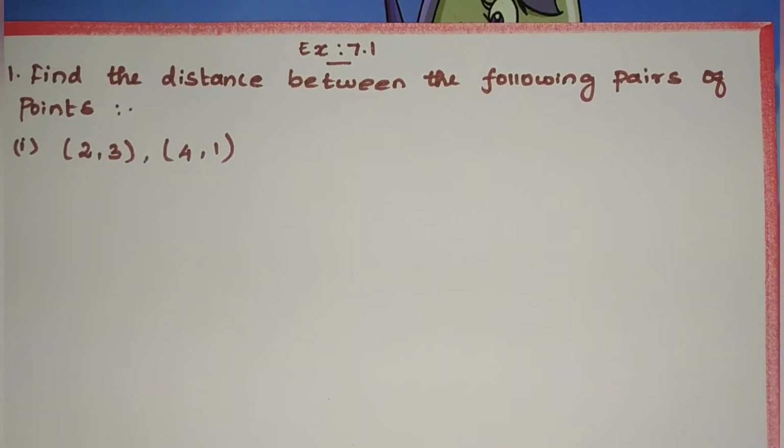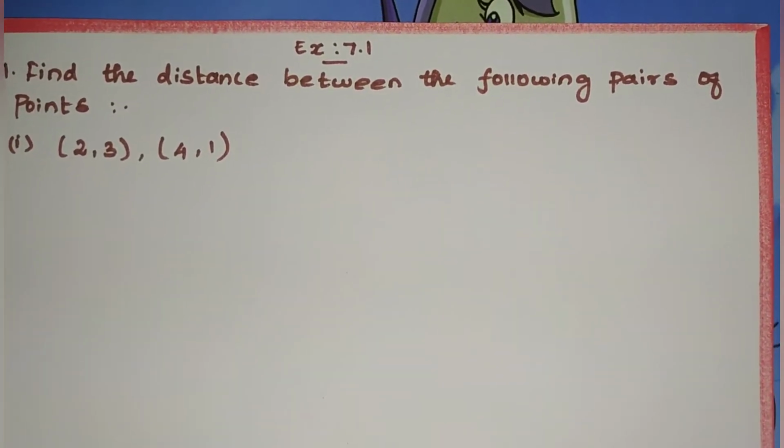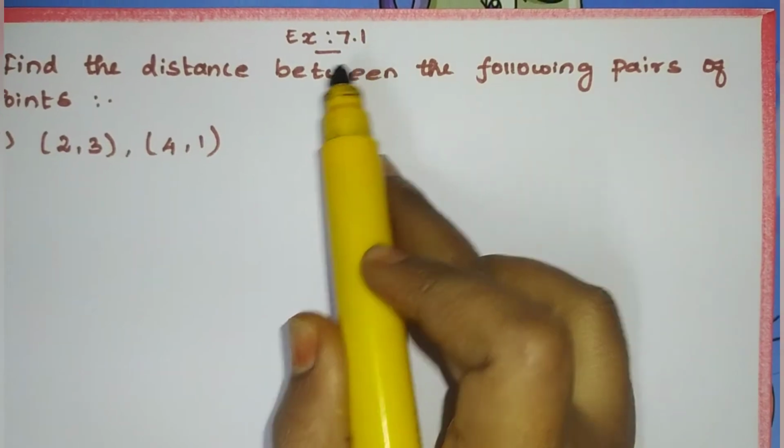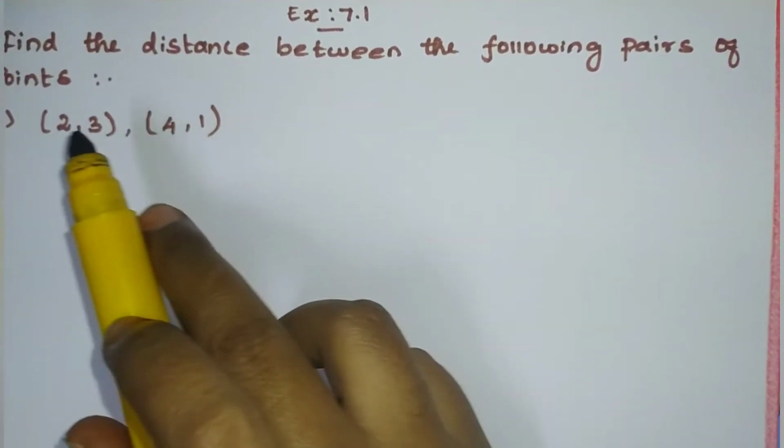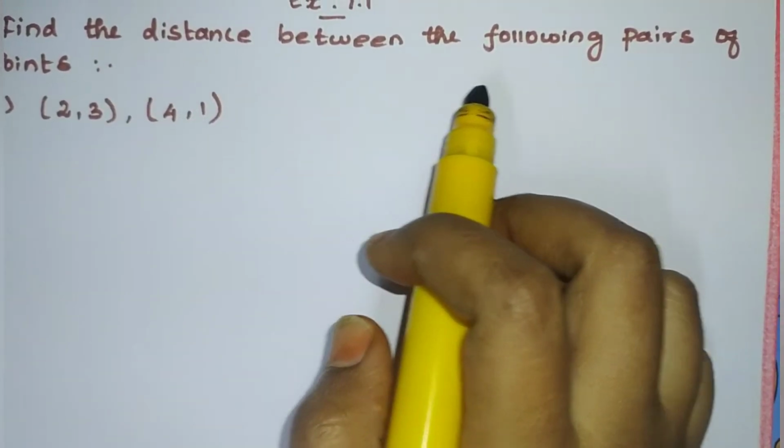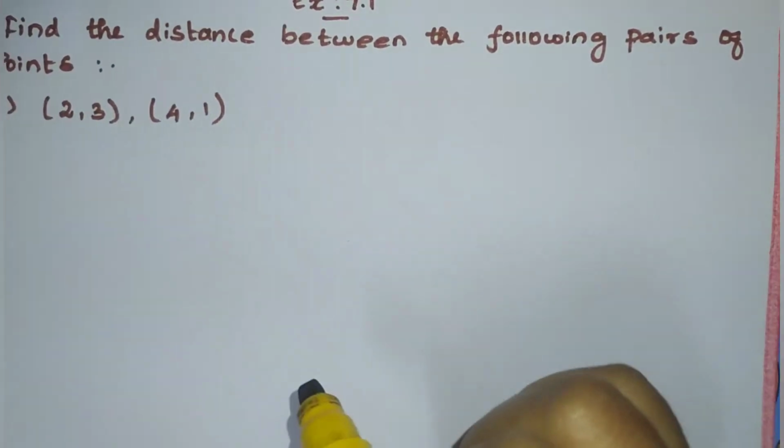Namaste students. In this video we are going to see exercise 7.1 first problem. Find the distance between the following pairs of points.